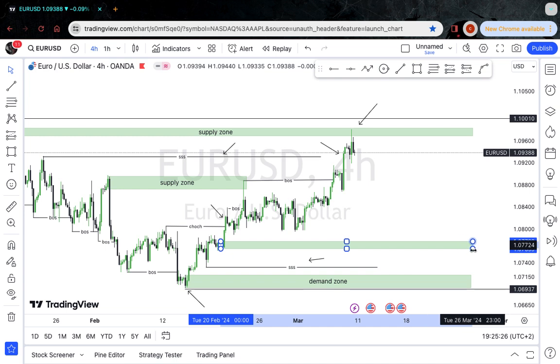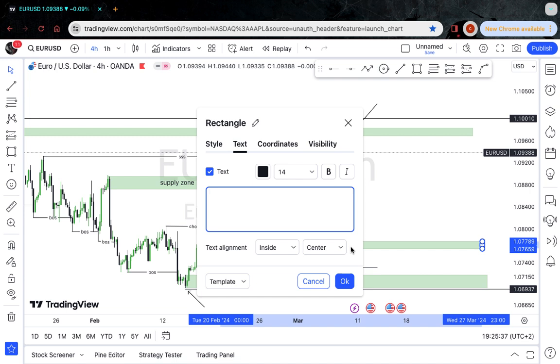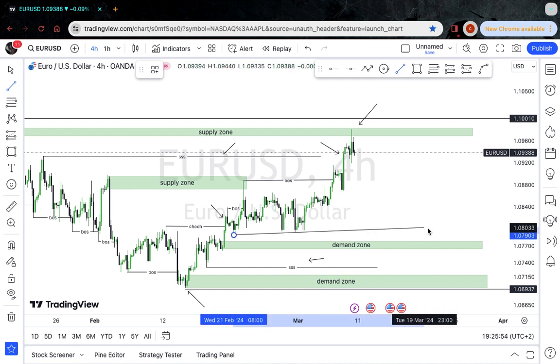Also, that demand zone was never tested. It's still fresh, as you can see. So this second demand zone, it's going to act as your what? As your first TP. Whenever you take the sells, that demand zone is going to act as your first TP. Why? Also, we have liquidity resting where? Just below this area, just above that demand zone.